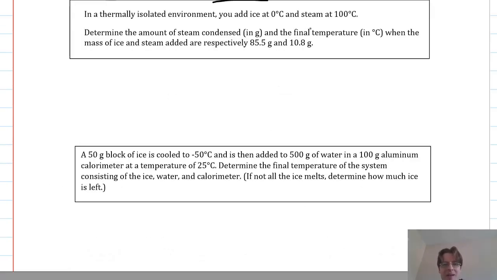Here's steam and ice mixed up together. We've got 85.5 grams of ice and 10.8 grams of steam combined. So like before, it's a problem where we have steam. Heat's going to come out of the steam. The same heat that leaves the steam enters the ice. It's going to melt some of the ice. How much is going to melt? What's the final temperature of the system? Actually, the question is determine the amount of steam which condenses and the final temperature of the system.